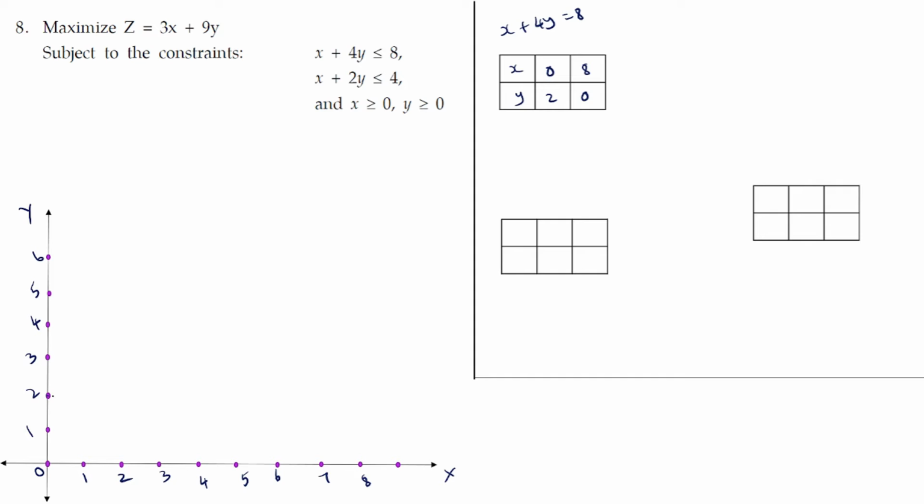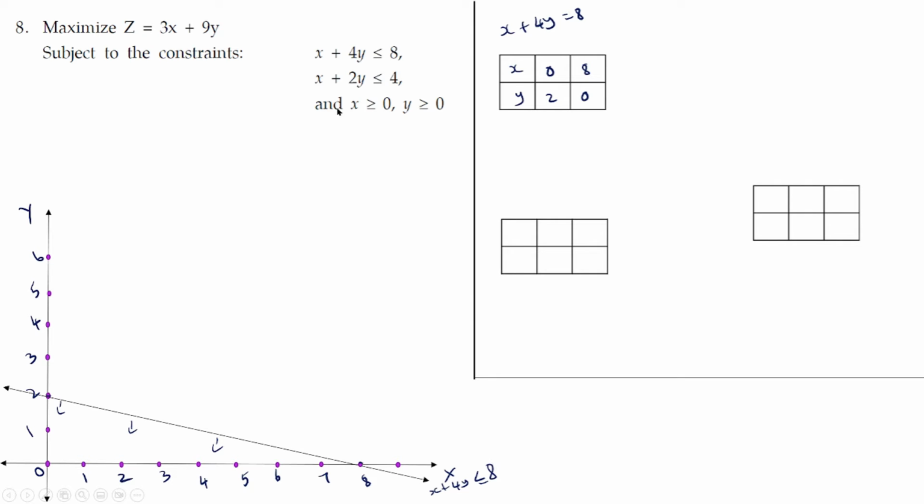So the point 0, 2 is here and the point 8, 0 is here. If we draw a line joining these 2 points, this is the line corresponding to x plus 4y equal to 8. We need the region corresponding to x plus 4y less than or equal to 8. If we check whether the origin lies in this region or not, when we substitute the coordinates of the origin x as 0 and y as 0, 0 is less than or equal to 8. So the origin lies in the region corresponding to x plus 4y less than or equal to 8. So it is this part.